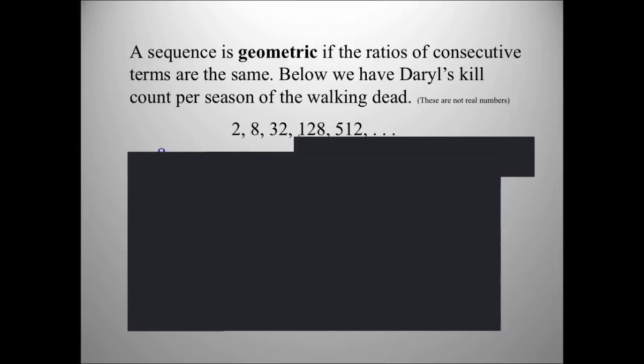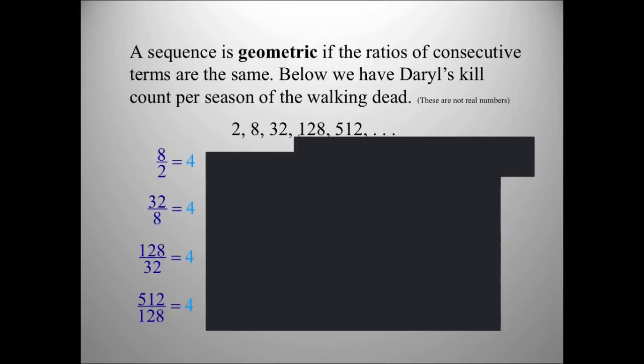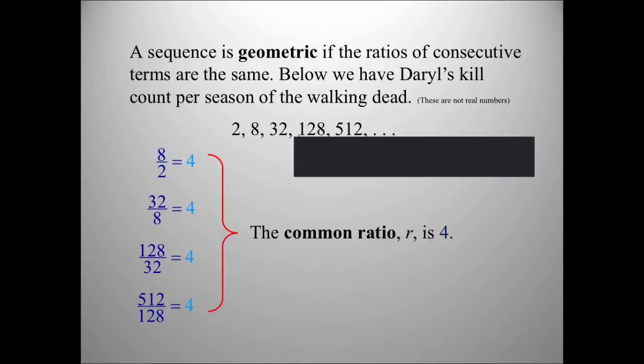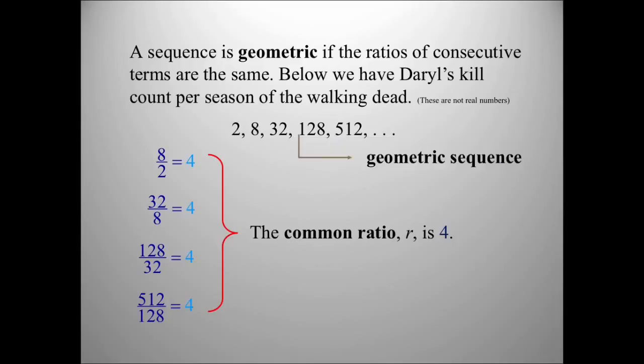If we divide consecutive terms, then we have 8 divided by 2, which is 4. 32 divided by 8 is also 4. 128 divided by 32 is 4. And 512 divided by 128 is 4. So what this means is, each season he was multiplying the previous number by 4 to come up with the next term. So we have a common ratio, which is 4. Since we have a common ratio, we then can say that we have a geometric sequence.